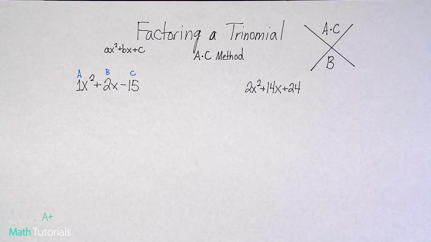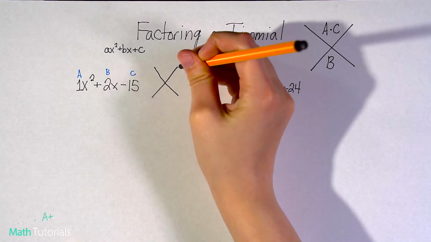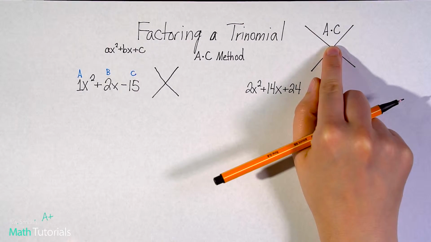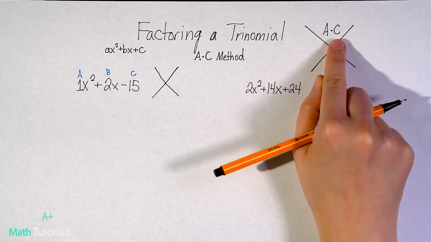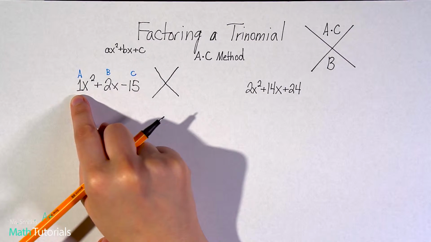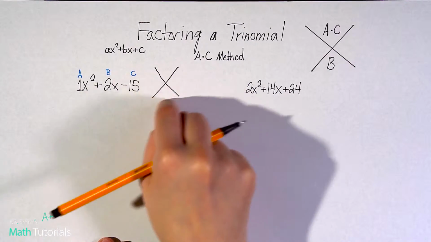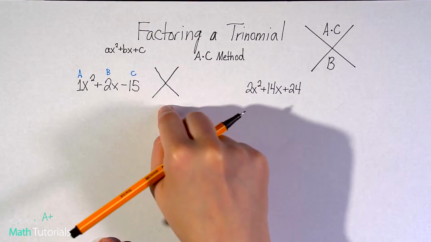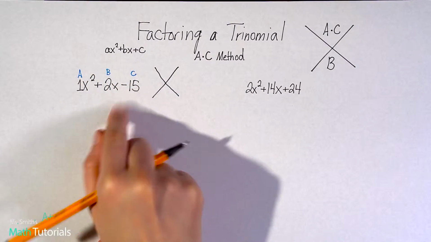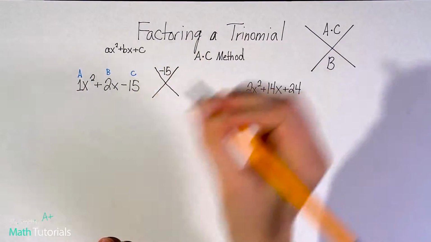All right, so we need to create an X box. So we draw a big X. And you can see what goes on top of the X, what goes in this top V, is A multiplied by C, A times C. So let's go ahead and do that. A, which is 1. Now, we only want the number. I do not want to use the X squared. You should have no letters in this box. Only numbers. So 1 times your C value, negative 15. So 1 times negative 15 is negative 15.